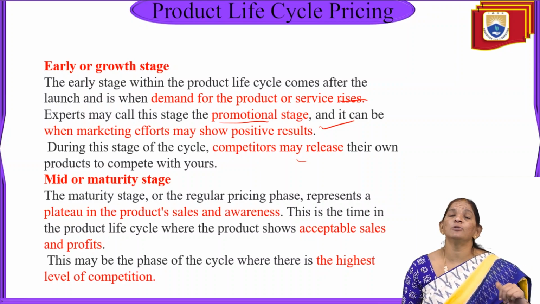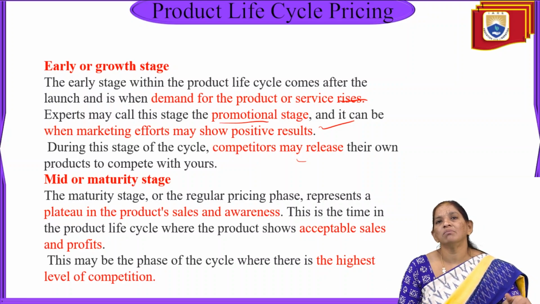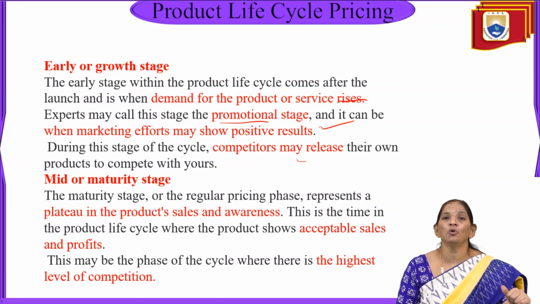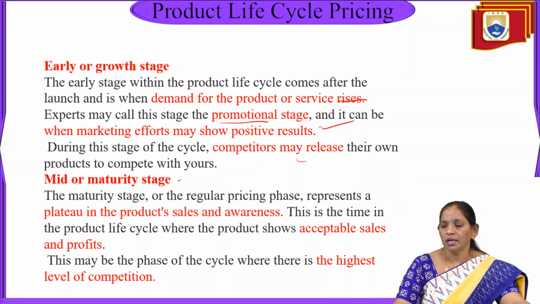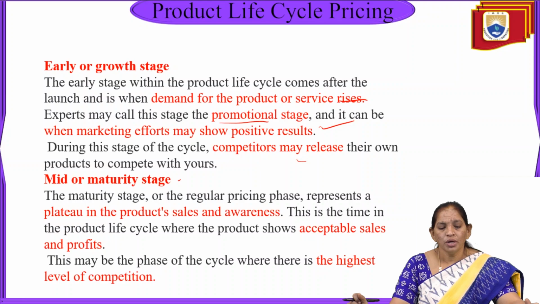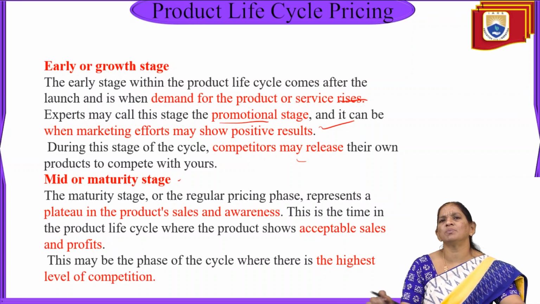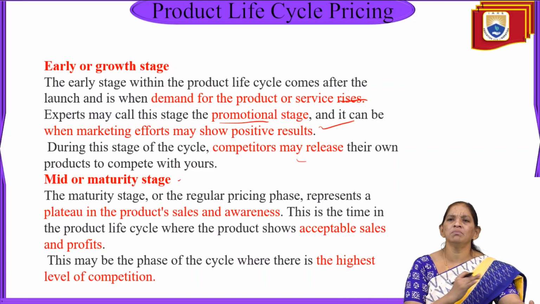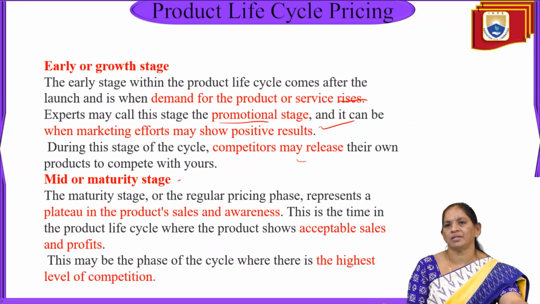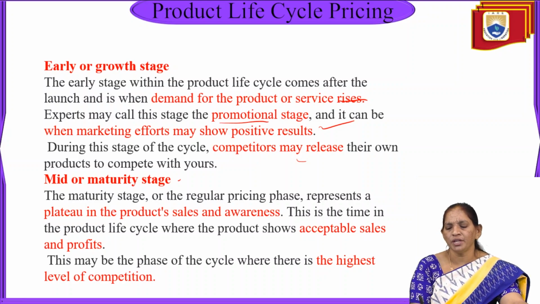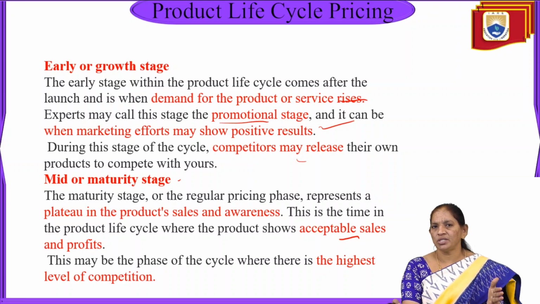But in the growth stage, competitors will go on to comparison: what are the advantages and disadvantages between my product and your product? So here we can go for an increased price. And when we come to the third stage, the maturity stage, we find the regular pricing phase. Once the product is well known and matured, we are skimming the cream from the market, where it represents the plateau in product sales and awareness. At this time in the product life cycle, it shows acceptable sales and also the profit, meaning the target the organization has set.